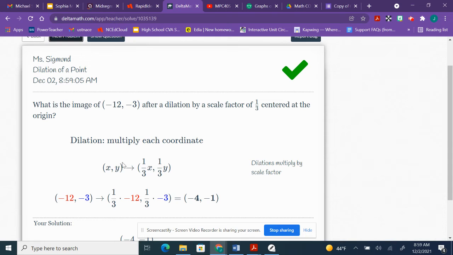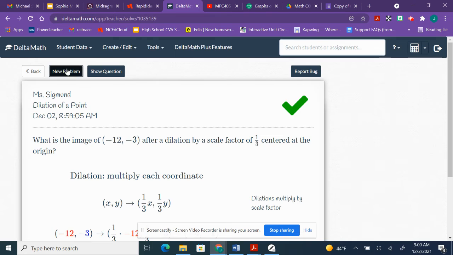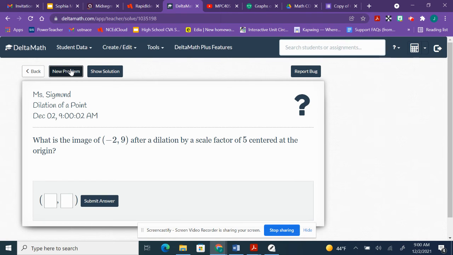This is what the notes and video showed you: x times whatever your scale factor, y times whatever your scale factor. I think the way they wrote it, this might have been after the x, your scale factor, but it's the same difference. 2 times 3 or 3 times 2 is the same thing, both 6. So when it's a whole number again, -2 times 5 is going to give me -10. 9 times 5 is going to give me 45.